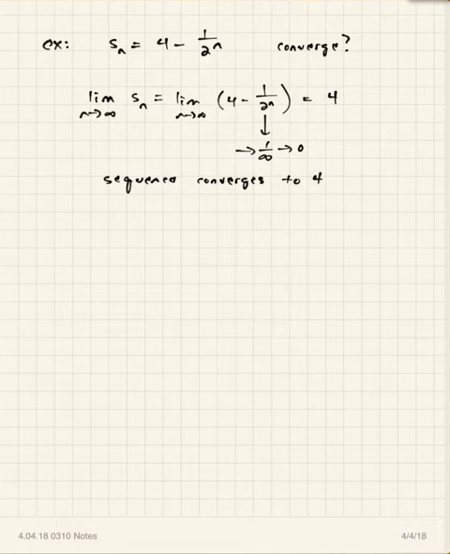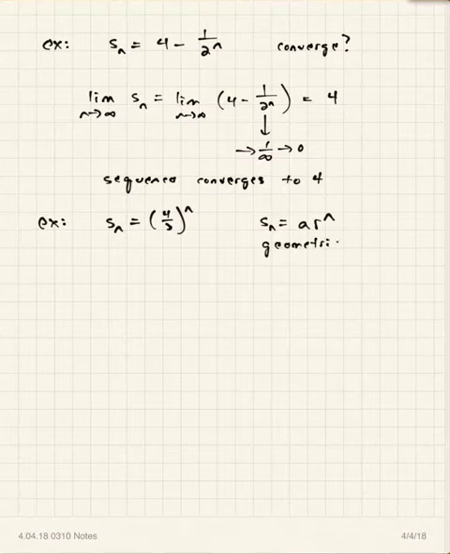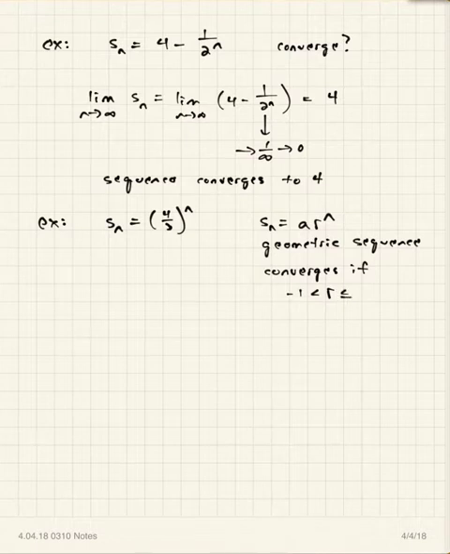All right, the next example we want to look at is S sub n is equal to 4/3 to the n. This type of sequence is in the general form of a times r to the n, and we call this a geometric sequence. We did talk about this type of sequence a little bit in the last lecture. What we saw was that a geometric sequence in this form, where it's just some r value raised to the nth power, converges depending on the r value. It converges if r is between -1 and 1, and it converges if r is 1 also.